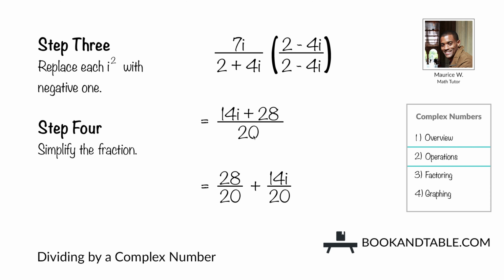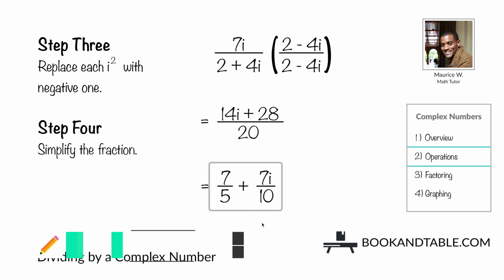So 28 over 20, we can divide the numerator by 4 and the denominator by 4, and that would give us 7 over 5, plus 14 can be divided by 2 and 20 can be divided by 2. So this would be 7i over 10. So the quotient of 7i divided by 2 plus 4i is equal to 7 over 5 plus 7i over 10. So that is how you go about dividing by a complex number.